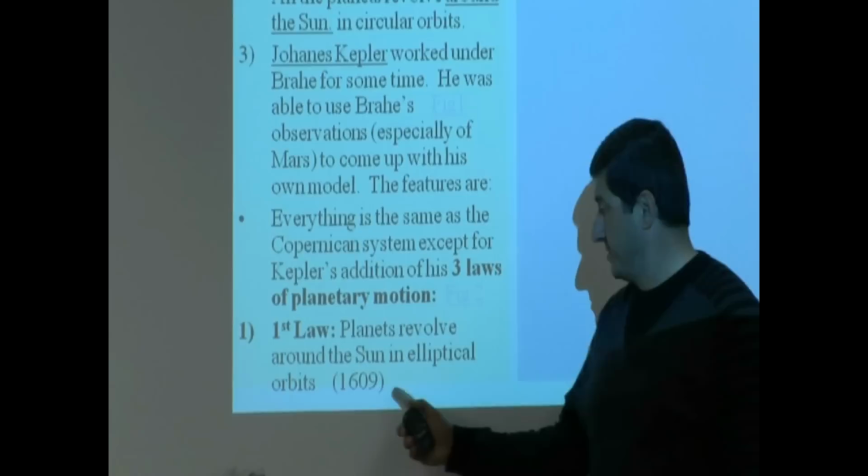So his first law, 1609. Notice he's been working on this for a while, because in 1600 he was hired. By nine years, he says planets revolve around the sun in elliptical orbits, not in circular orbits. It's not perfectly circular, it's elliptical.